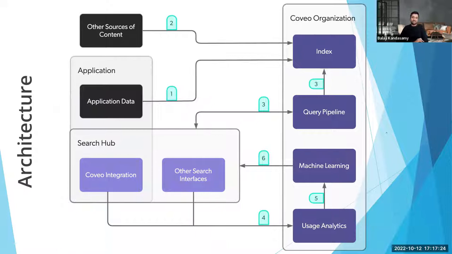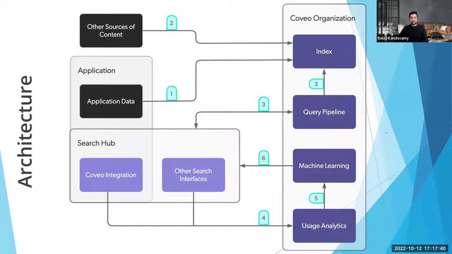The main architecture. Let's go from the numberings that are available there. So let's start from number one. In this case, application data can be a Sitecore API source or any source, for that matter. It gets into the index.